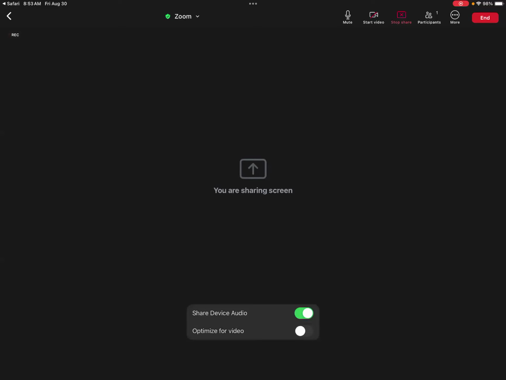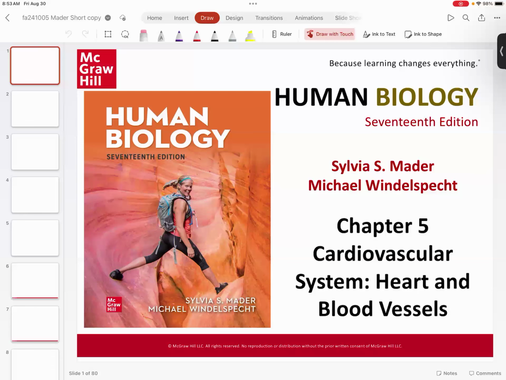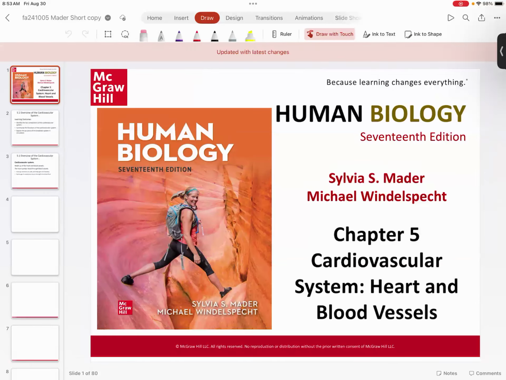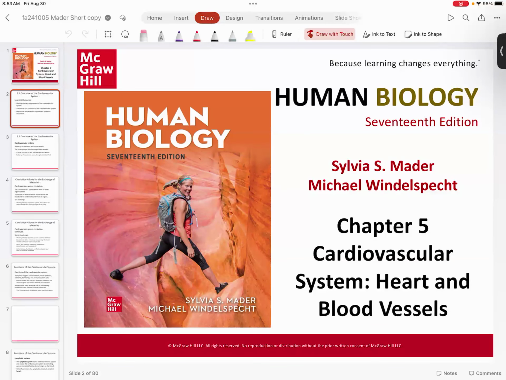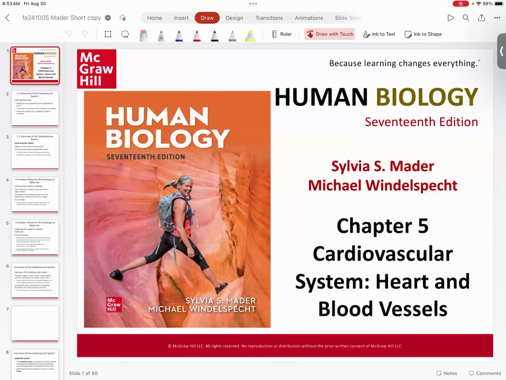Okay, so we are going to be working on chapter 5 now. It's going to be the cardiovascular system. When we take a look at the cardiovascular system, there are different parts of it. We'll first get an overview of the cardiovascular system, and then take a look at the heart and the blood vessels.